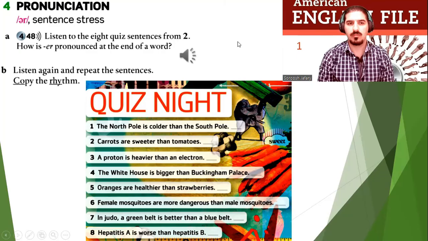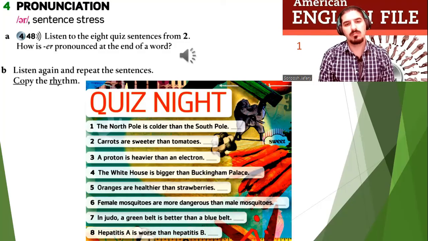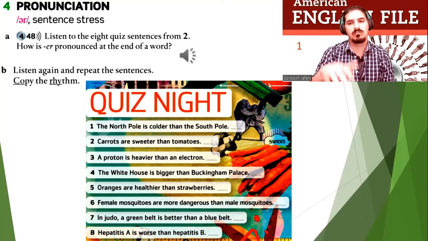4.48. 1, The North Pole is colder than the South Pole. 2, Carrots are sweeter than tomatoes. 3, A proton is heavier than an electron. 4, The White House is bigger than Buckingham Palace. 5, Oranges are healthier than strawberries.